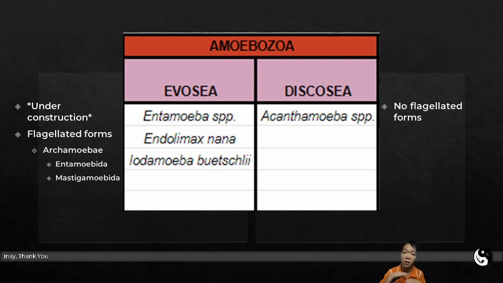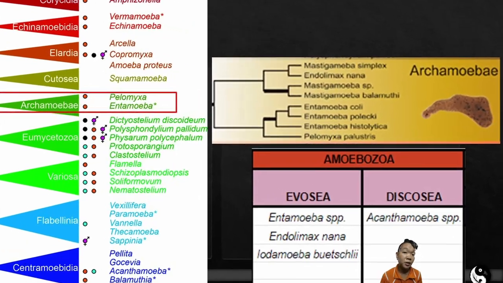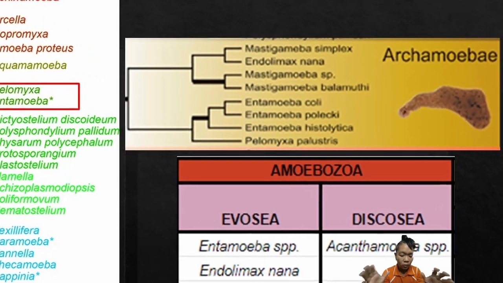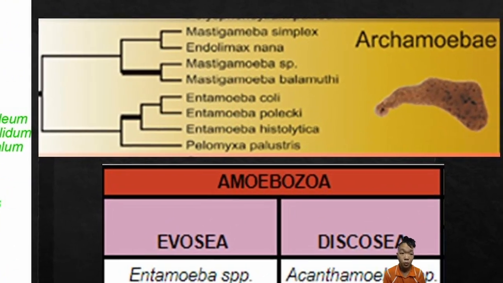But since then, because of molecular data, their names have been bedazzled into Discosia and Evosia. Of these two groups, Evosia was formerly known as Canosa, and they may have flagellated forms. The other group, Discosia, they don't have flagellated forms. Yun na siguro yung pinaka-morphological difference nilang dalawa. The subgroup under clade Evosia that will more or less encompass our lab specimens would be Archamoebae.